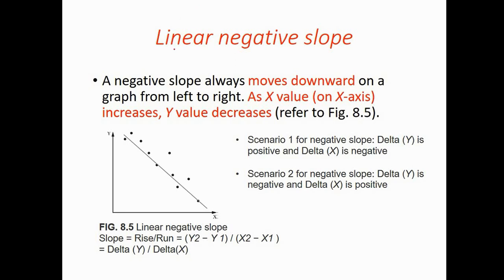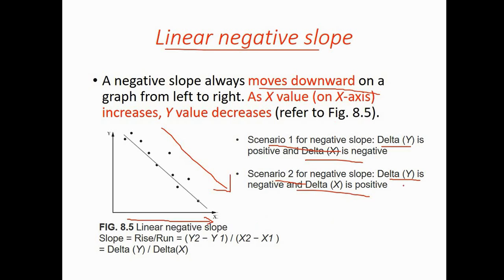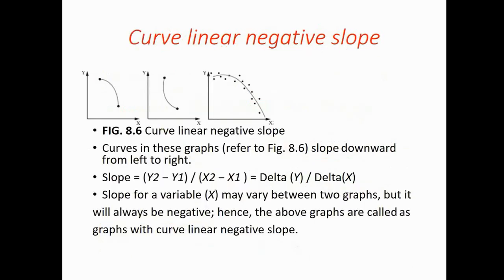Linear negative slope. If you see the linear negative slope, when you look into the diagram from left to right, the slope decreases. So it is in the downward direction. Here, if you see the values of delta y and delta x, any one of these two parameters may be negative. In the first scenario, delta y is positive and delta x is negative. In the second scenario, delta y is negative and delta x is positive. In these scenarios, the slope will be negative. Therefore, it is a linear negative slope.